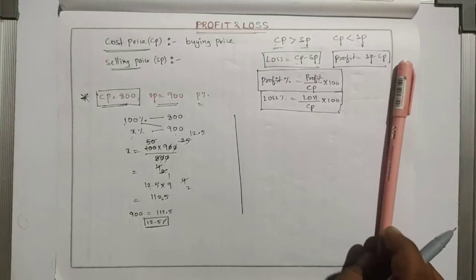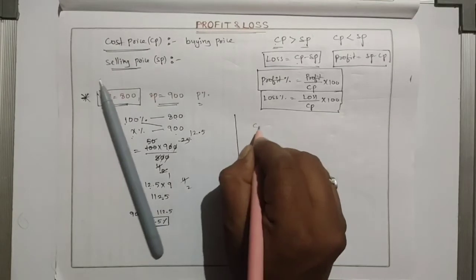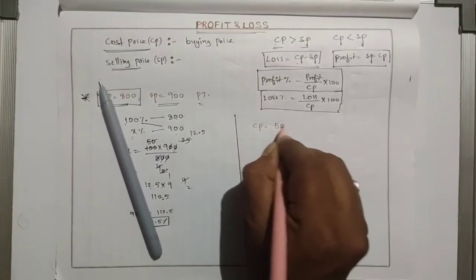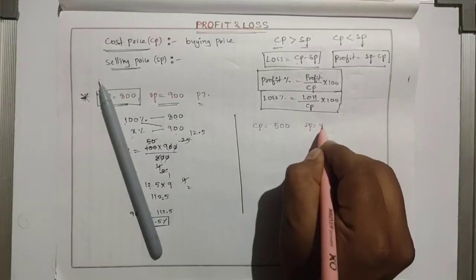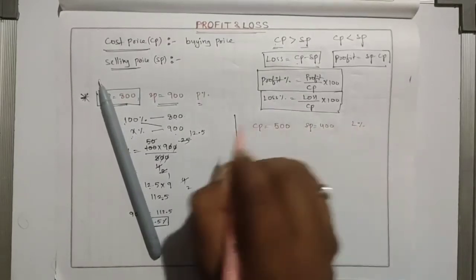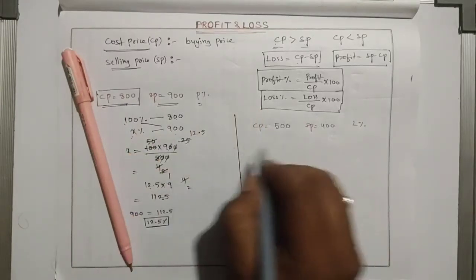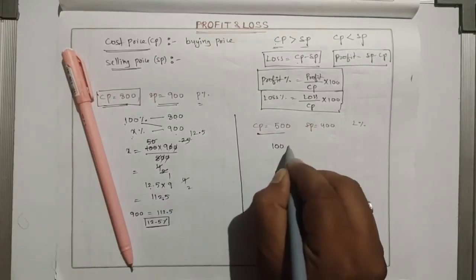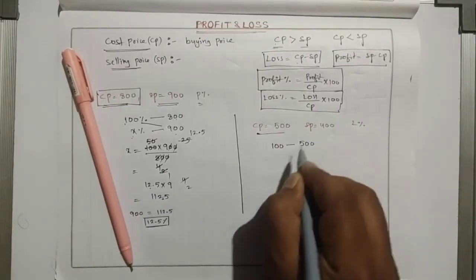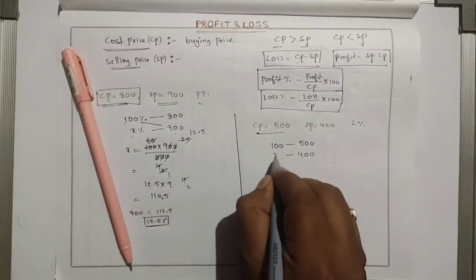So here, if a merchant buys an article at the cost price of 500 and if he sold it at the cost of 400, then what is the loss percentage? What is the loss percentage? See here, so I told already, take the cost price as 100, means here 100% is 500, then what is the 400% here? So take that this is x percent.